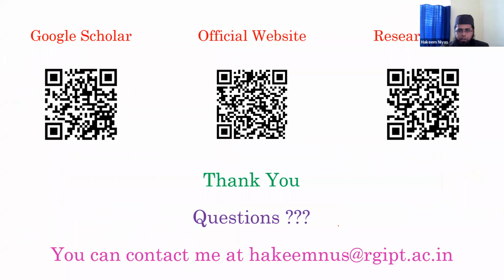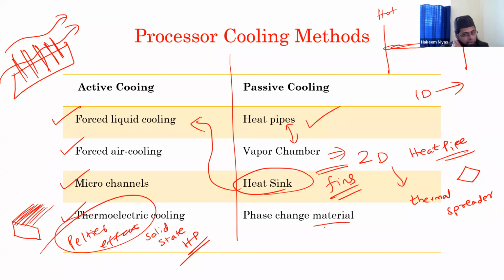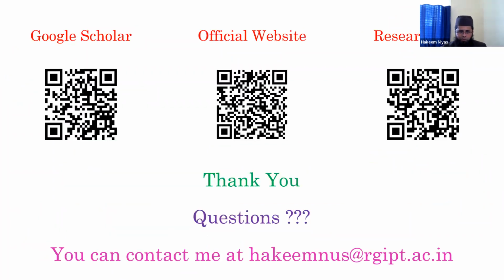And the last one is phase change material. I have already told about it. Even phase change material can take the heat from the heat sinks or any processes. We should have an intermediate plate, and the PCM can also take the heat. So that's the end of the first session.